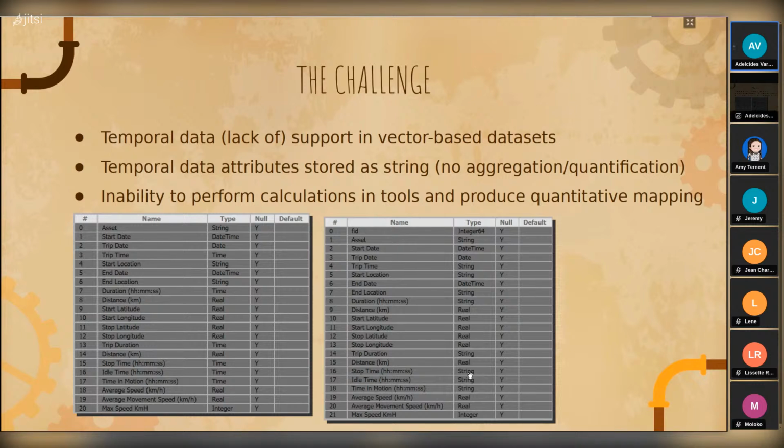And because this data is stored as string, we cannot do aggregation or quantification. So we cannot perform calculations in any tools, in this case, join attributes by location. And we cannot produce quantitative mapping, because the software does not recognize it as a number or a value it can use to produce quantitative mapping. So this was a challenge.